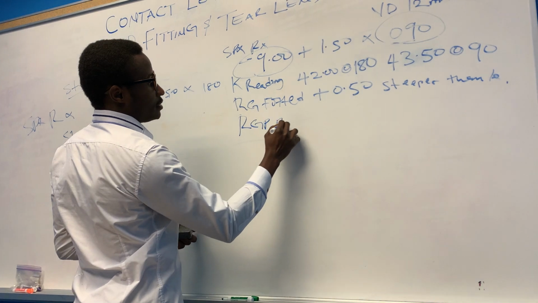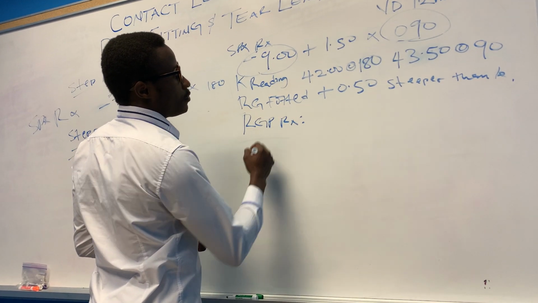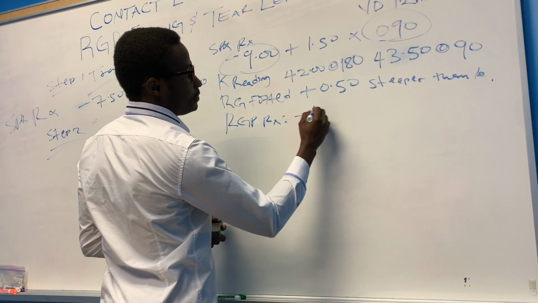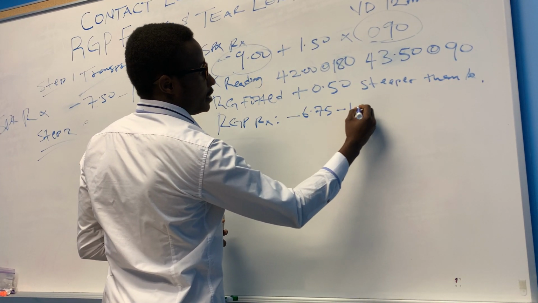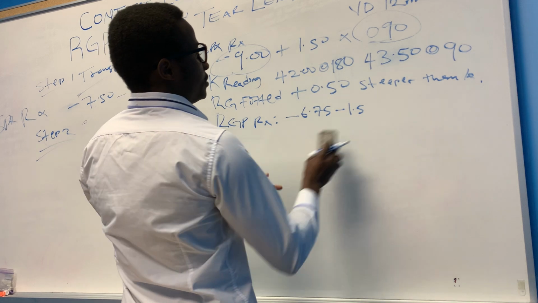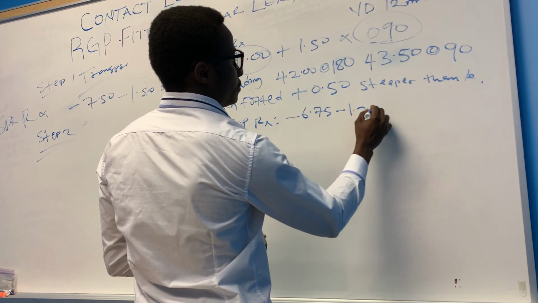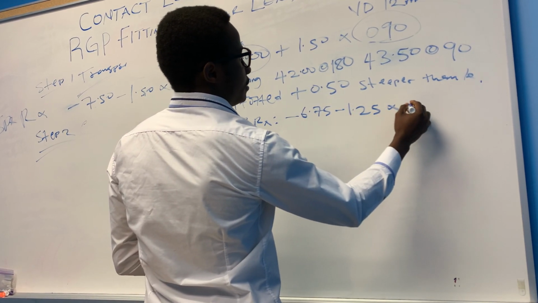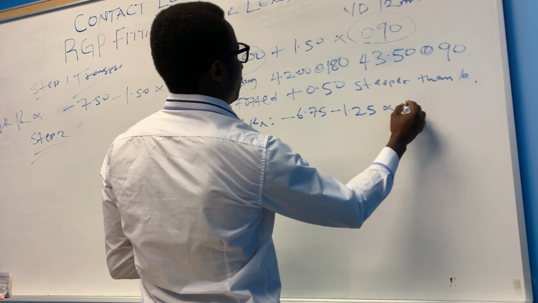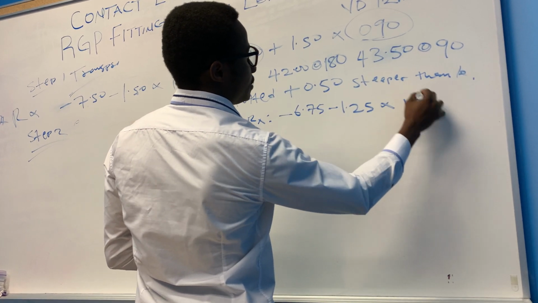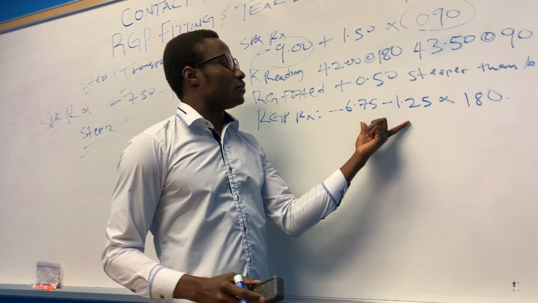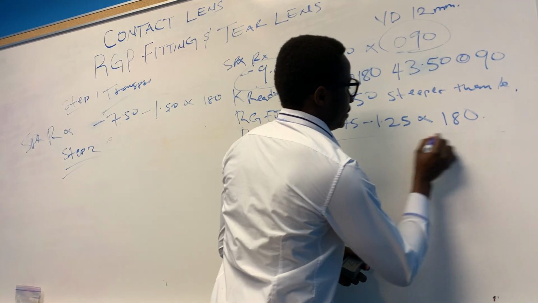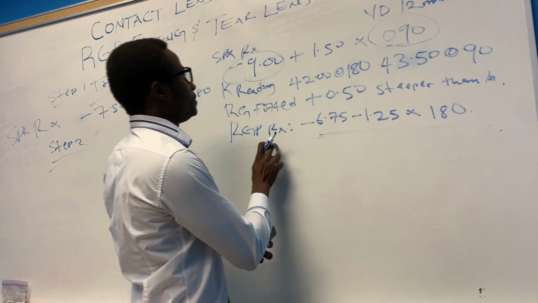RGP Rx is equal to minus 6.75 minus 1.50 minus 1.25 at 180. Yeah, at 180. Correct. So this is what we are expected to fit this patient, the RGP Rx.